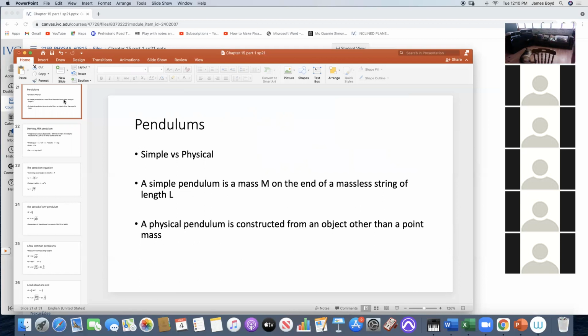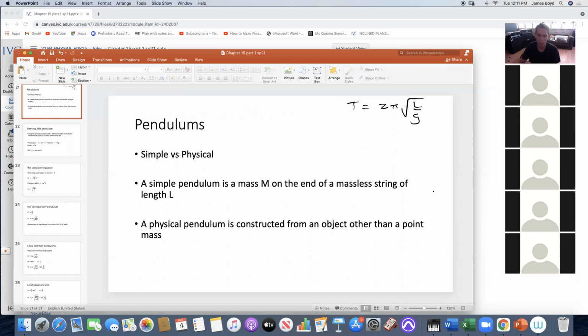I mentioned when we did our pendulum lab last week that a lot of you might have already learned this in physics somewhere, but I want you to forget that equation. That equation that says, oh, for a pendulum, the period is 2 pi square root of L over g.